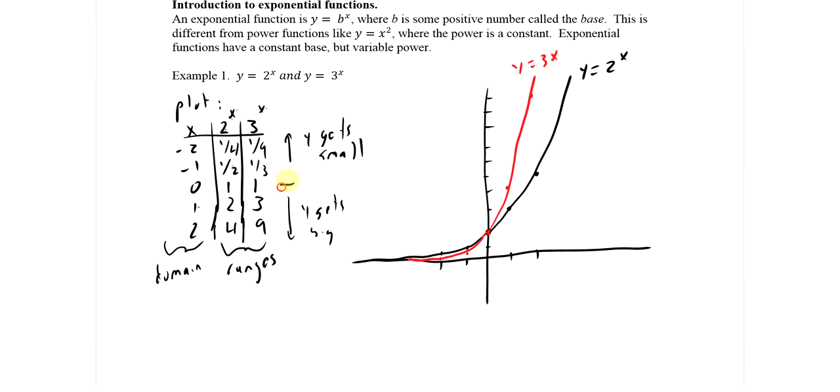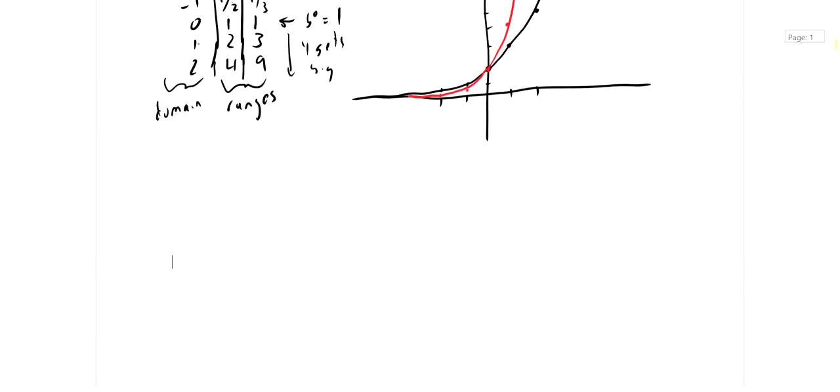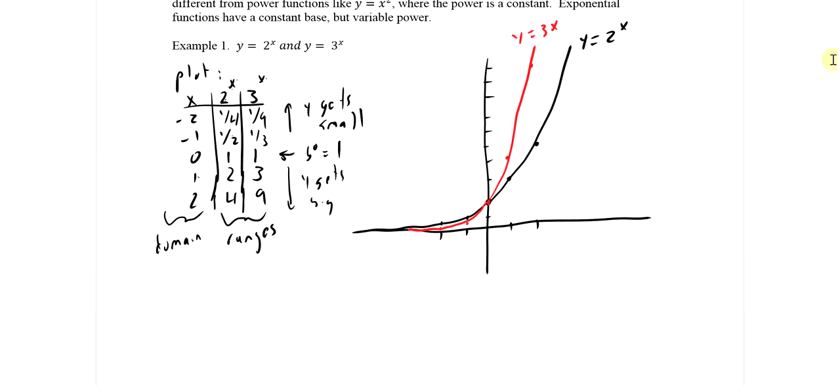And b to the 0 equals 1, no matter what base you're dealing with. So all exponential graphs go through that point. That's a useful thing to know about these graphs. So, oops, let's not go down too far. So what are these notes we have?